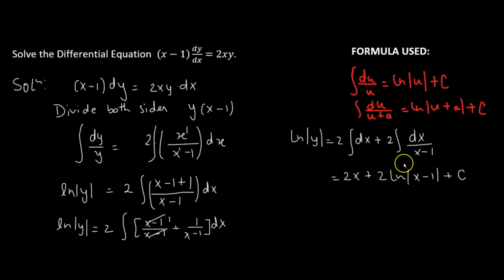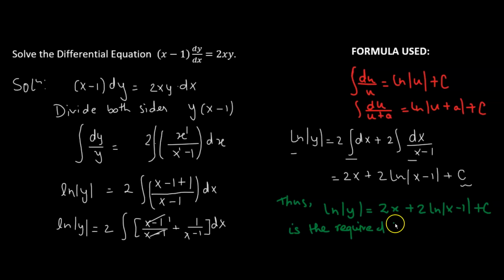This c has come from integrating this particular integral and the one on the left hand side, so it is like a combined constant. So we can say that natural log of y equals 2x plus 2 times natural log of (x minus 1) plus c, which is the required solution to the given differential equation.